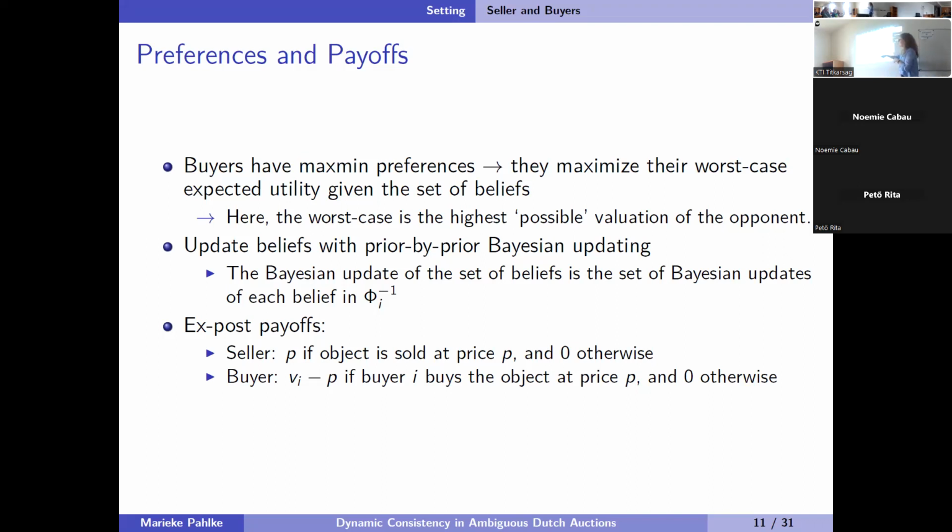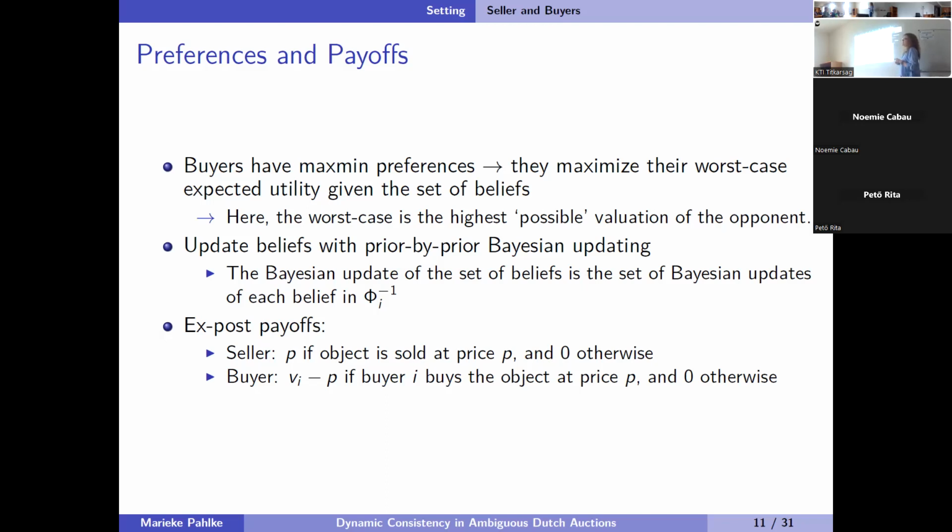Then what happens in the game? Well, the seller proposes a price, and the buyer can accept this price or not. If a buyer accepts this price, he has to pay the price and he gets the object with his valuation. So the payoff of a buyer who buys the object is just his valuation minus the price. If he doesn't buy the object, it's zero. For the seller, it's just the price in the case of a sale. That's just standard. What's really new is just the ambiguous belief.